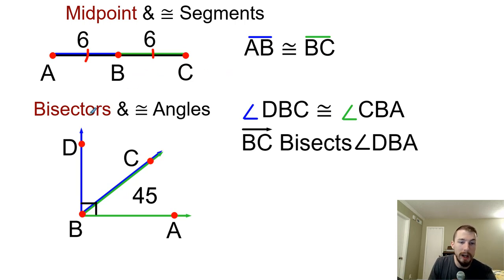Now a bisector is very similar to a midpoint, but a bisector is dealing with an angle. An angle bisector is going to cut an angle in half. So for instance, if we have this right angle here, which is perpendicular, and if ray BC cuts it in half, then we're going to have 45 and 45. Just like a midpoint cuts a segment in half, a bisector is going to cut an angle in half. So if ray BC bisects angle DBA, then that means the blue angle is going to be equal to the green angle, just like the blue segment is equal to the green segment. So that is what a midpoint and a bisector are and how we use them.